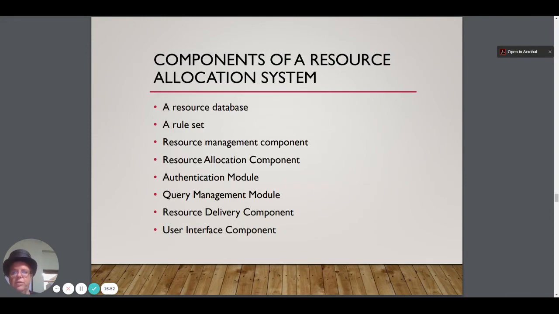So what are the components of a resource allocation system? Resource database, a rule set for assigning things, resource management component, allocation component, authentication module, query management module, resource delivery component, and user interface component. And we can try to map these to the four-layer model. E-commerce systems are also a type of resource allocation system.